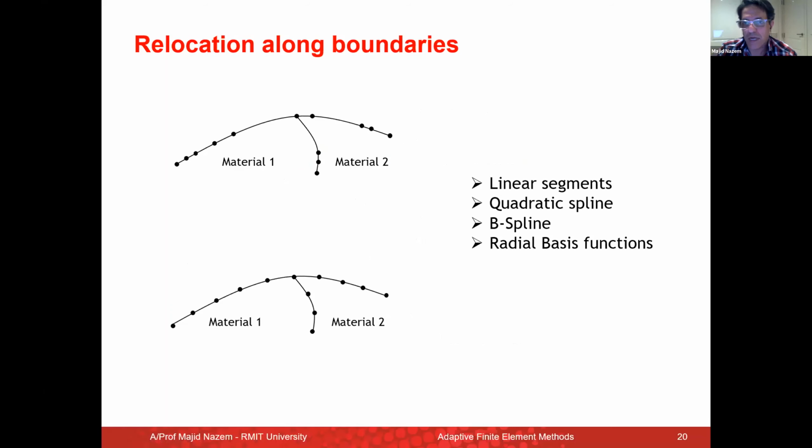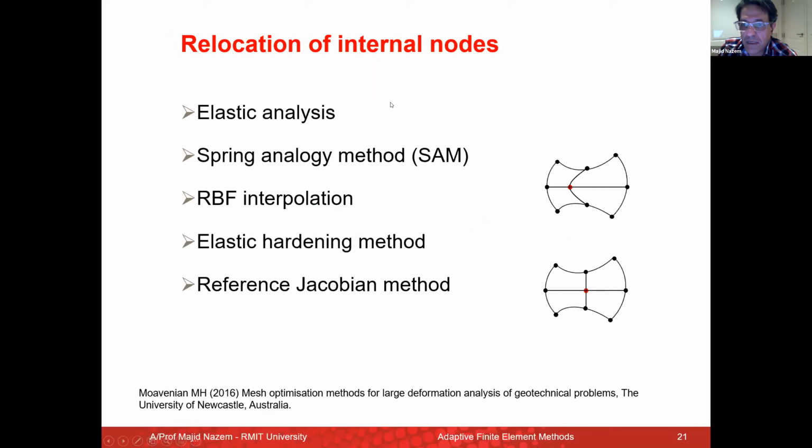Now, in terms of relocation along boundaries, we need some functions to represent those boundaries. And if you look at the literature, people have used linear functions, quadratic splines, B-splines, even radial basis functions for just representing those boundaries, and then taking care of the relocation of nodes along them. For relocation of internal nodes, these methods are also very popular: elastic analysis, spring analogy method, RBF interpolation method, elastic hardening method, and reference Jacobian method. Unfortunately, I don't have time to go through these methods, but one of my former PhD students devoted a couple of his PhD chapters to these methods, and you can refer to that PhD thesis if you are interested.